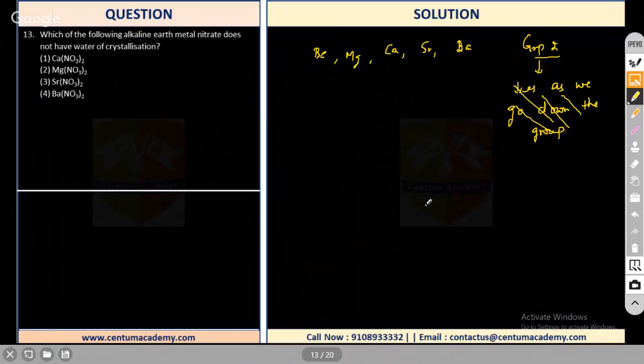It depends on the polarizing power. As polarizing power Pp increases, water of crystallization increases, because in water of crystallization the water molecule surrounds the ions from all sides. That's why it is affected by the polarizing power.